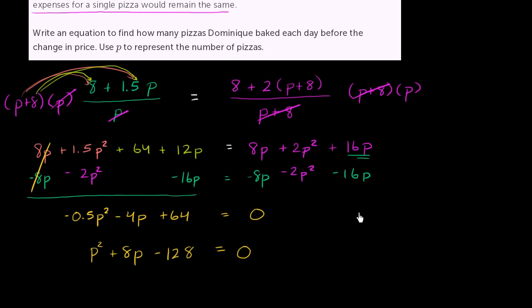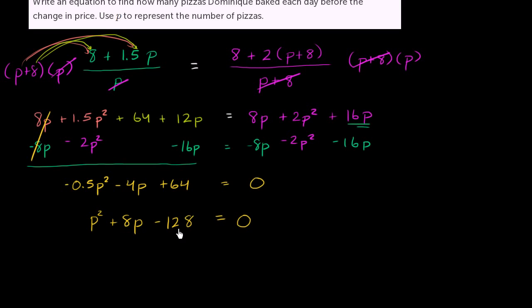So let's see if we can factor this. Can we think of two numbers where if we take their product, we get negative 128, and if we add them together, we get positive 8? So they're going to have different signs right over here.